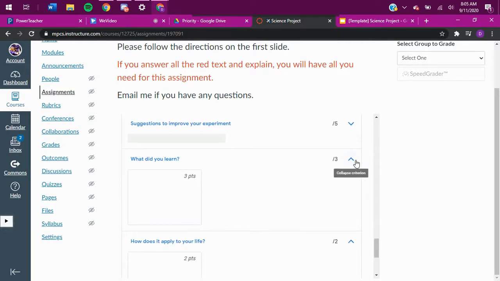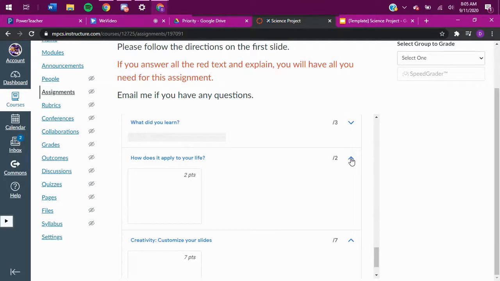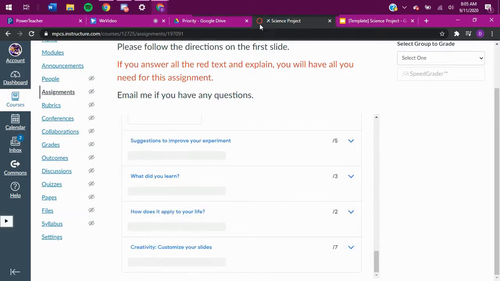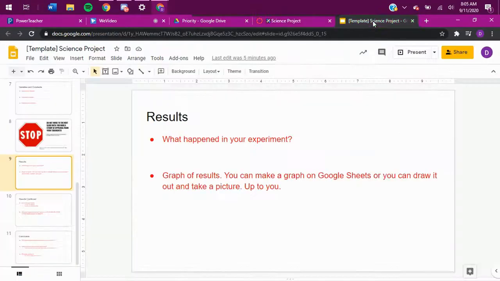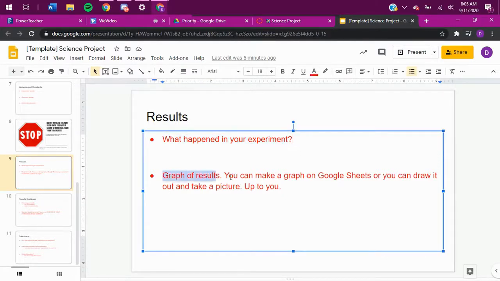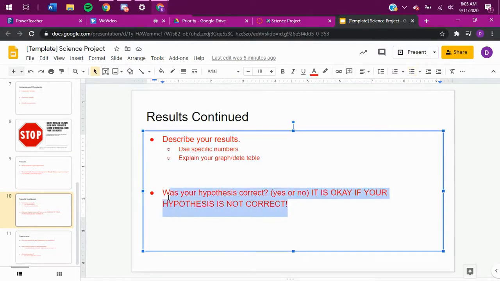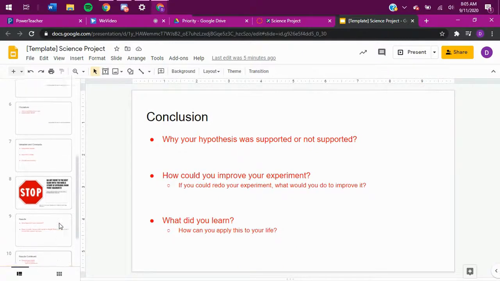What did you learn from this? And then for 2 points, you need to tell me how it applies to your life. And then for 7 points, that's just customizing your slides creatively and all of that stuff. So the results, all the questions are here. You need to make sure that you answer all of these. Okay? If you have any questions from there, let us know.